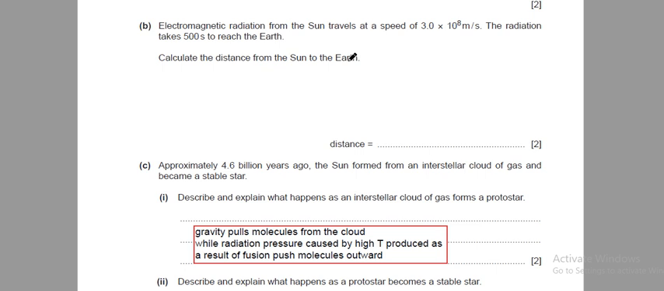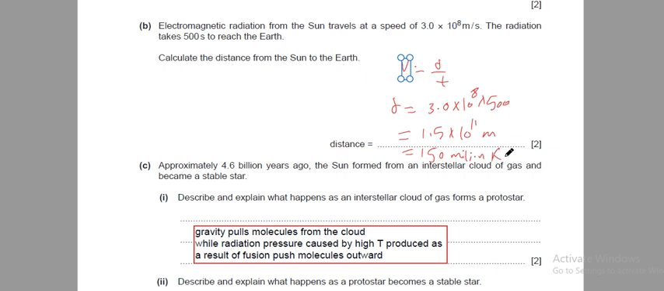Calculate the distance. Regular v equals d over t problem. So d equals the speed of light times the time, and the answer will be, which you might remember, 150 million kilometers.